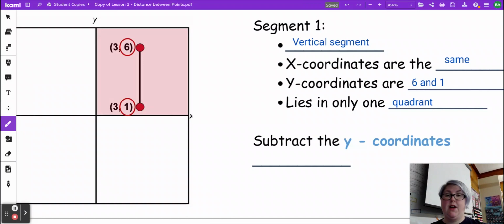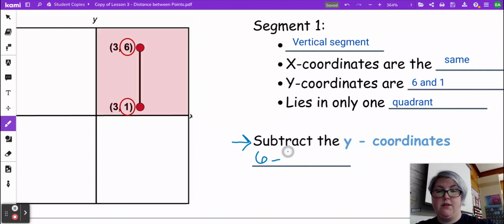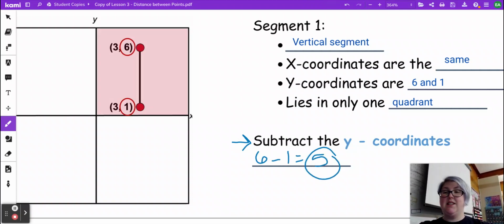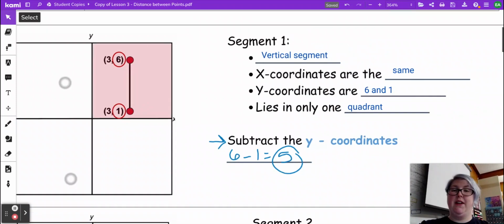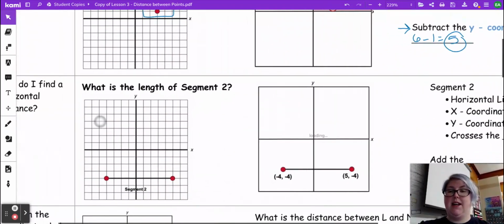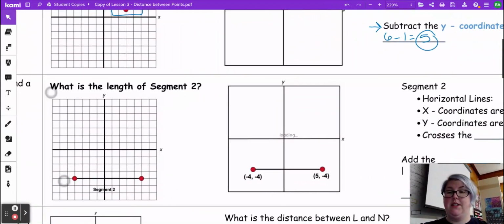Now that we figured out that we are looking at different y coordinates, we are going to subtract the y coordinates. So we are going to do 6 minus 1 gives us 5. The distance between these 2 points is 5 units. It's a very similar setup for horizontal distance.